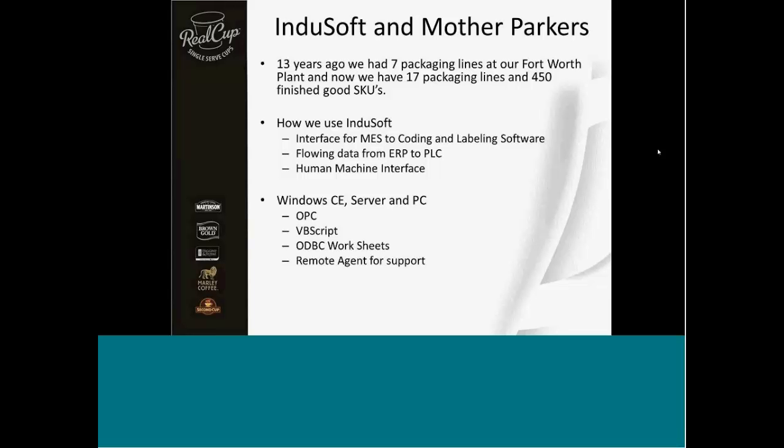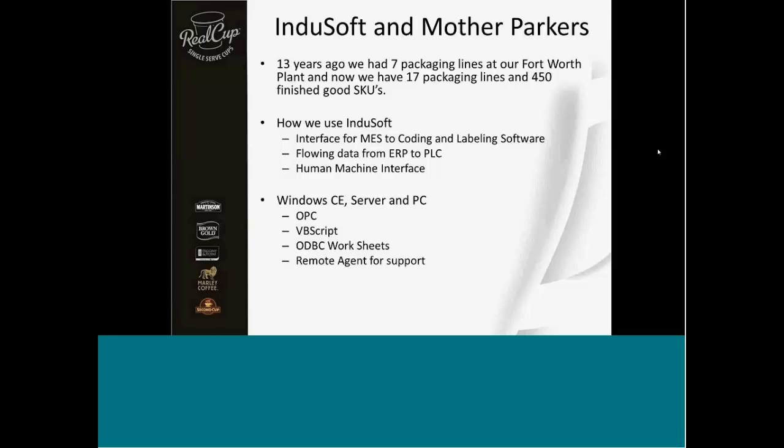We'll flow data from our ERP to our PLC. This helps to set target weights and upper and lower control limits inside of our packaging line so the operators don't have to worry about trying to do that themselves. And then we also use it as a human-machine interface, the HMI, on the packaging lines themselves.